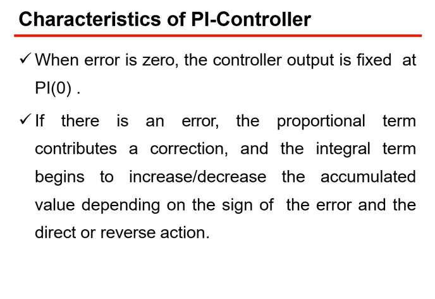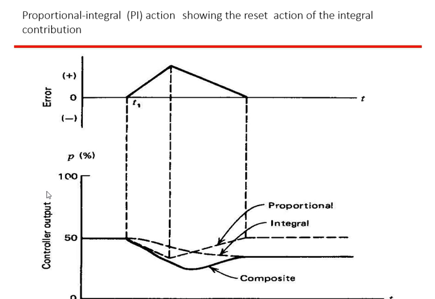Now let us discuss the characteristics of a PI controller. When error is 0, the controller output is fixed at PI 0. If there is an error, the proportional term contributes a correction, and the integral term begins to increase or decrease the accumulated value depending on the sign of the error, and the direct or reverse action will be done. So this diagram is sufficient to explain all these points.